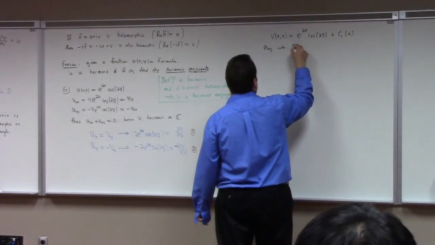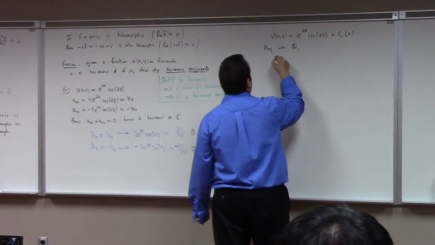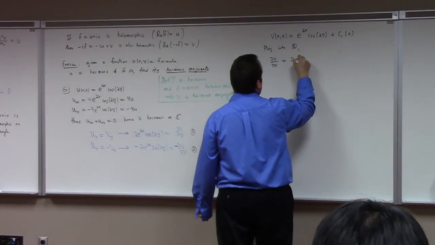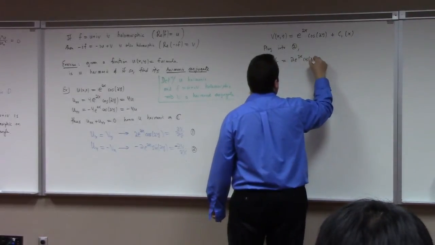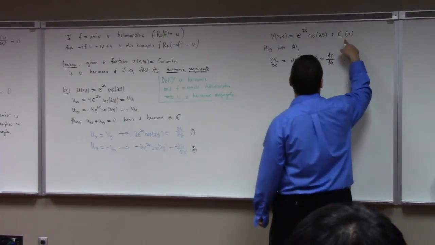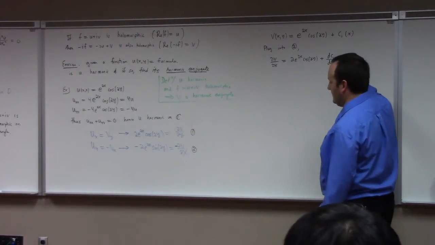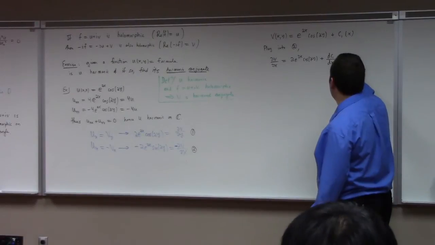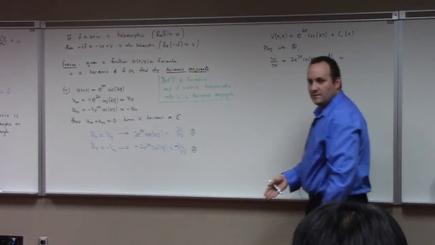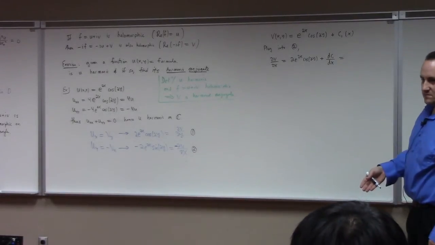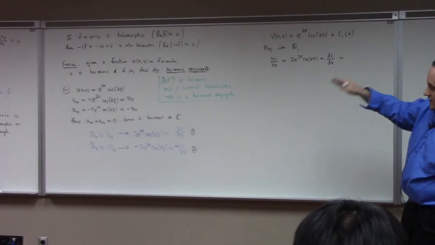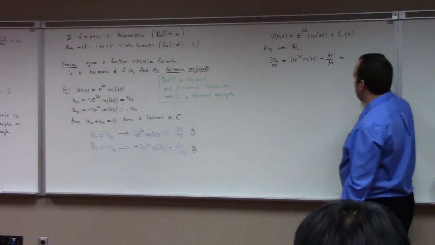Plug into 2, what do we get? Partial v partial x is equal to 2 e to the 2x cosine 2y plus dc1 dx, because the partial derivative with respect to x of c1 is a total derivative. And what's that all have to be equal to? I canceled the minuses on equation 2, if that's all right with you guys. So partial v partial x is supposed to equal 2 e to the 2x sine 2y, right?